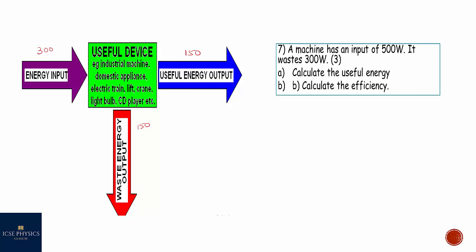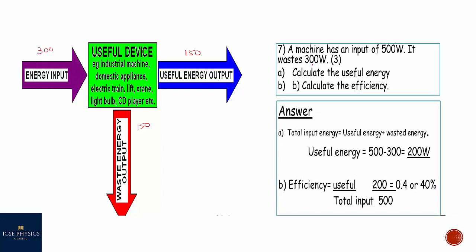So let's see, a machine has an input of 500 watt and it wastes 300 watt. Calculate the useful energy and the efficiency. Now total input energy will be how much? Useful energy plus wasted energy. As you have seen here, input energy is useful energy plus wasted energy. So what will be the useful energy? Total input minus wasted. We know that input is given 500 and waste energy is given 300. So subtracting it, we get 200 watt as the useful energy.